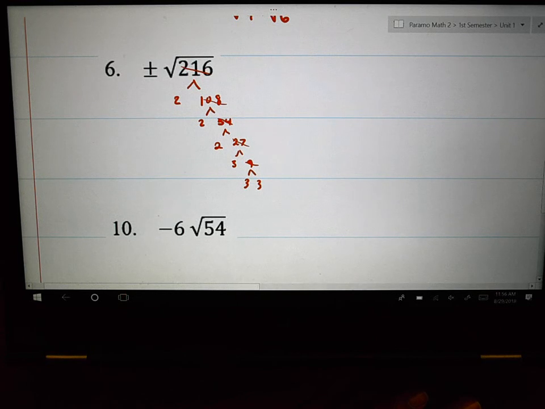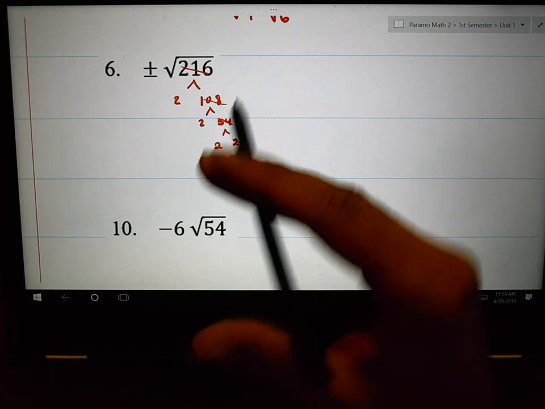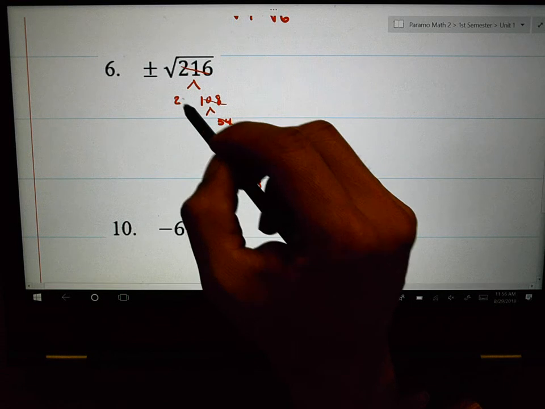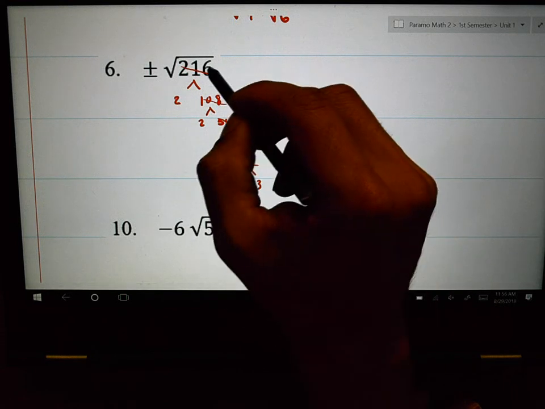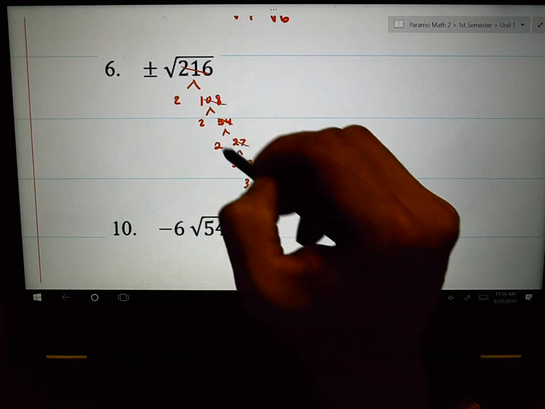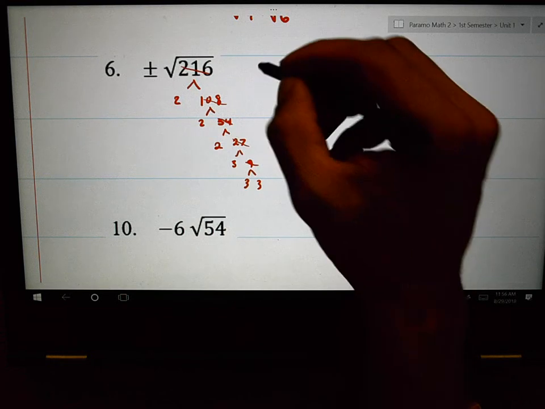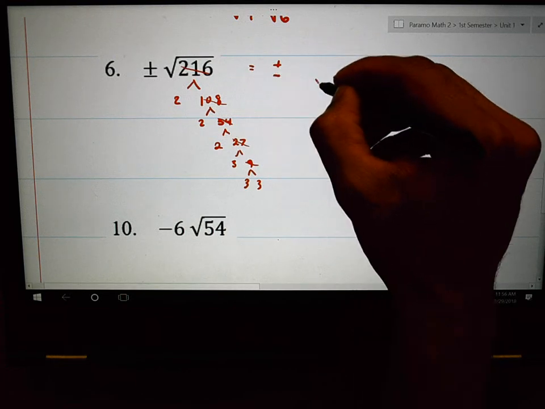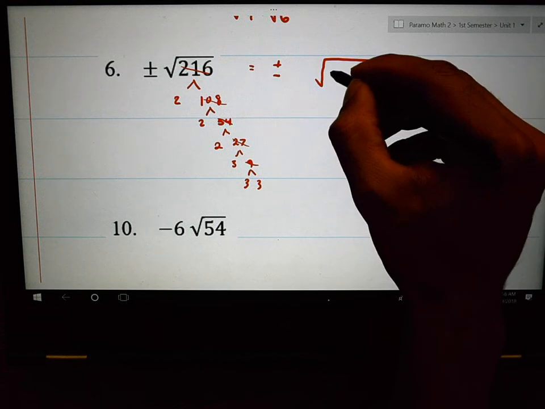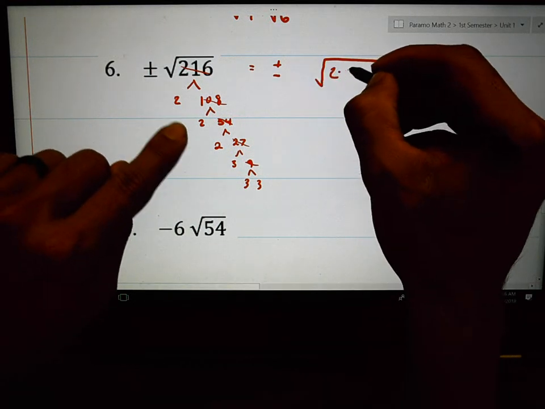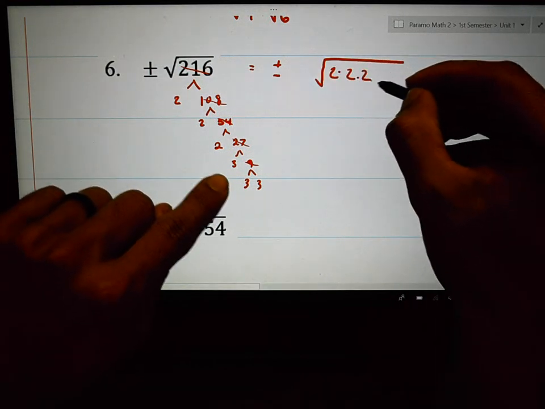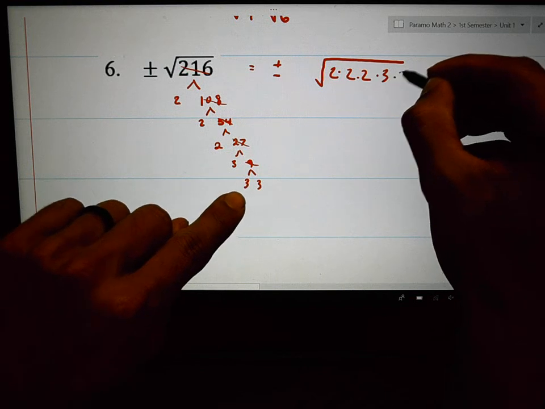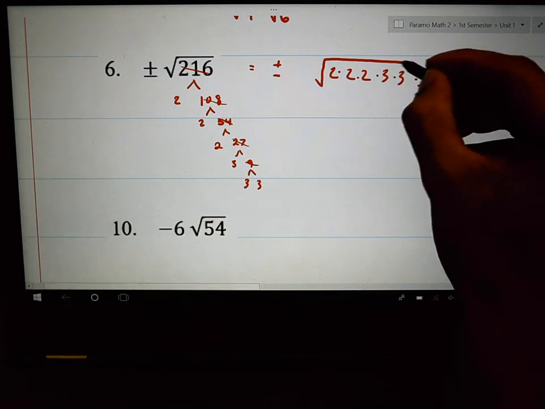So then what I'm looking at is all the prime factors that are inside this radical. These are every single thing that's inside that jail. So I'm going to rewrite it real quick. 2 times 2 times 2 times 3 times 3 times 3.